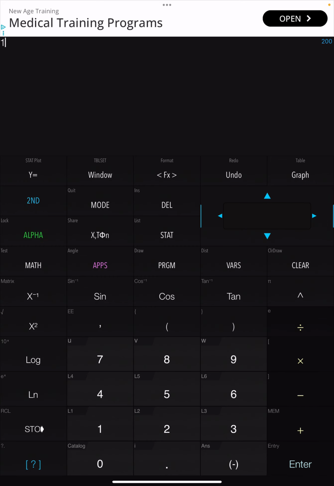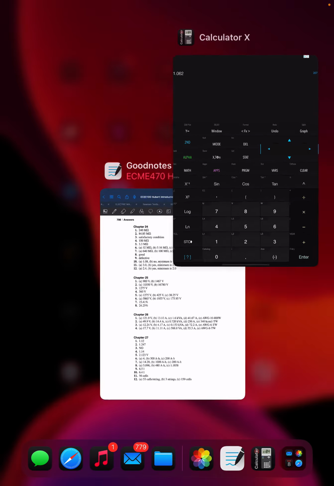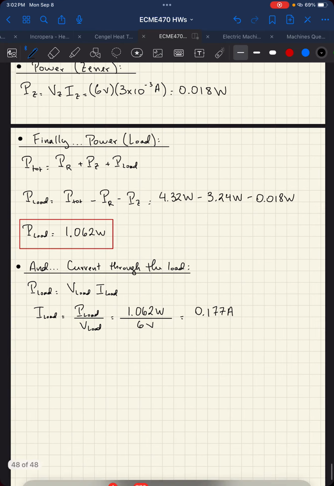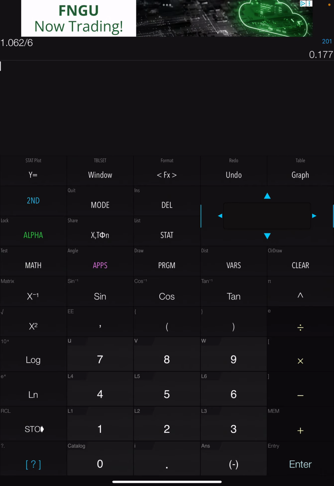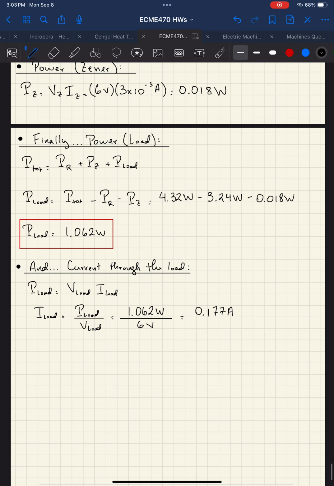Let's just double check that. Let me just make sure I have the right numbers here. 1.062 watts divided by 6, and yeah, 0.177 amps. And there you go. So that's your current through the load.